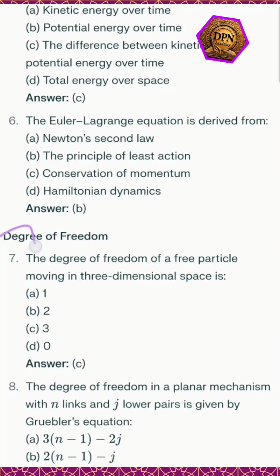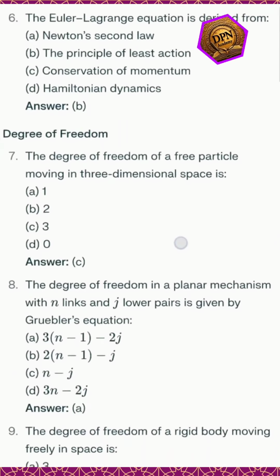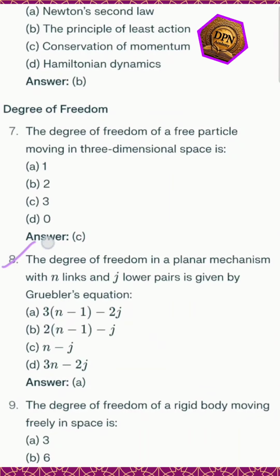The next topic, degree of freedom. Question number 7. The degree of freedom of a free particle moving in three-dimensional space. The correct option C, 3. Question number 8. The degree of freedom in a planar mechanism with n links and j lower pairs is given by the Grübler equation. The correct option A, 3(n minus 1) minus 2j.